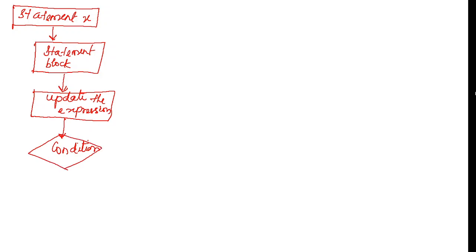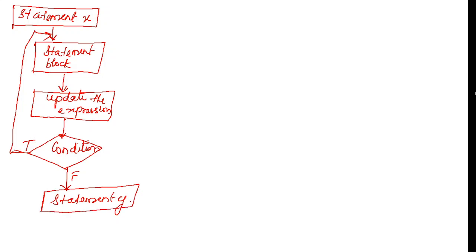So what will happen if the condition is true? Then it will again execute the same statement. The statement block will be executed. If the condition is false, then it will come out of the loop and the consecutive sequential statement will be executed. Okay, statement Y will be executed. So this is your flowchart representation of your do while loop.